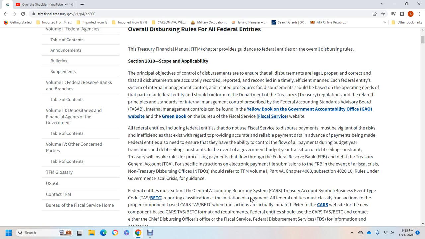Federal Reserve Bank, in the event of official card payments for non-Treasury disbursing officers, see the Treasury Financial Manual, Volume 1, Part A, Chapter 4000, Subsection 4020.10, rules under the Government Official Credits.